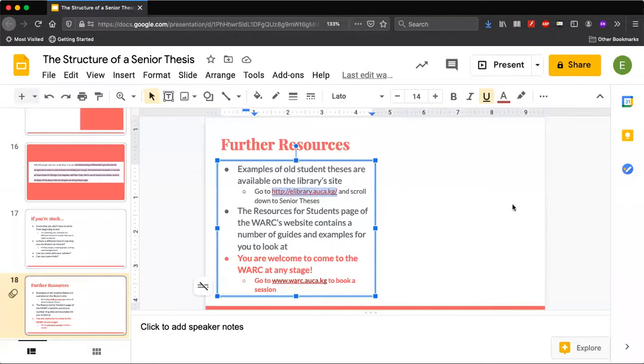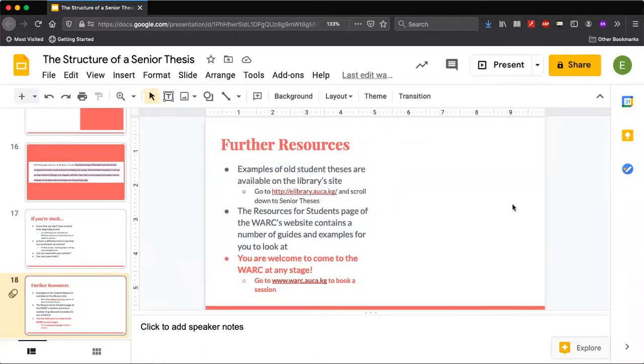You can go to this link and look at senior theses from various departments across the years, and it might be useful in terms of things like formatting. So maybe you have a basic question about formatting. You don't want to bother your advisor with it. You think it's too small. You can look at old senior theses and see how they did it, and that might be helpful to you.